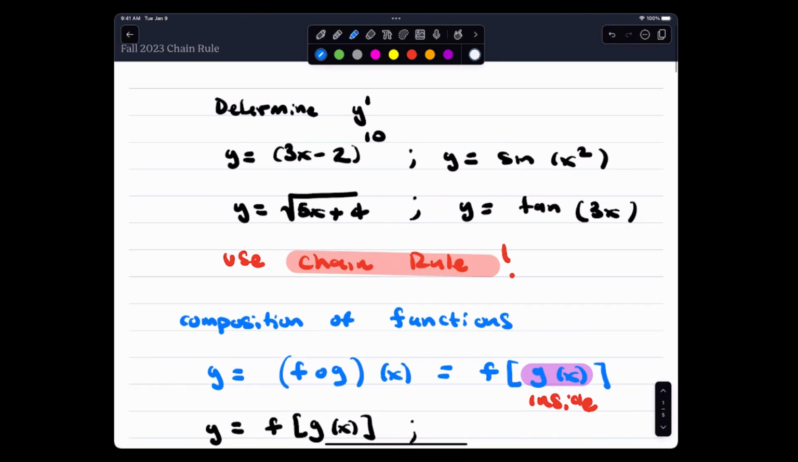Tangent 3x. This is probably a day you don't want to miss. Is that right?